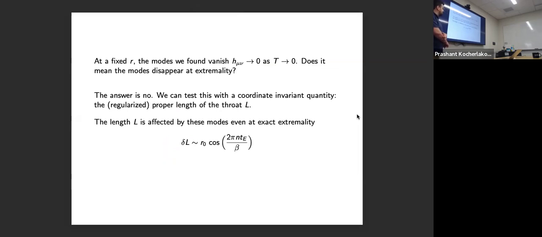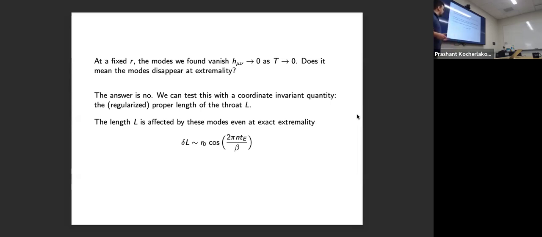We can compute some coordinate invariant quantity, which is the proper length of the throat, so it's the proper distance from any point to the horizon. And these modes affect this proper length, and if we take the zero temperature limit, the fluctuation in the length remains finite.